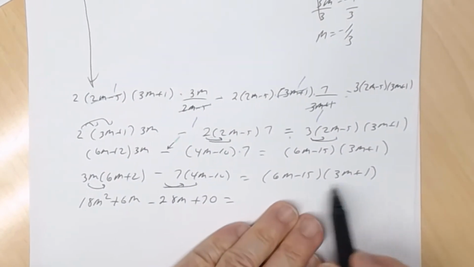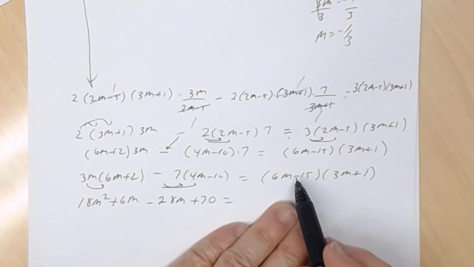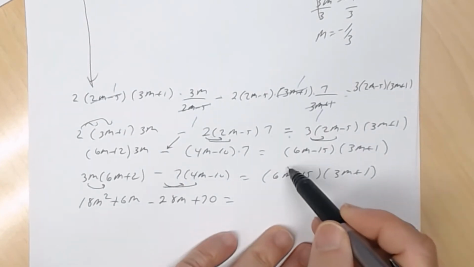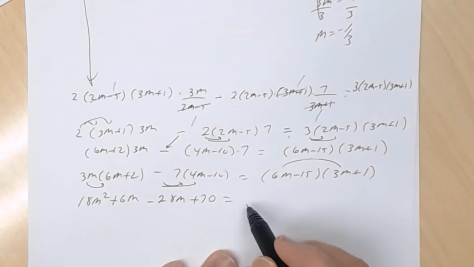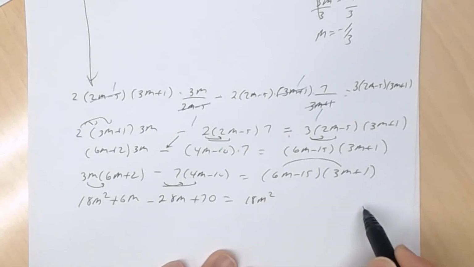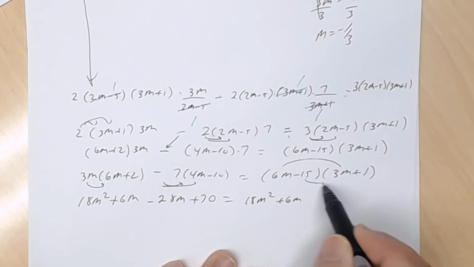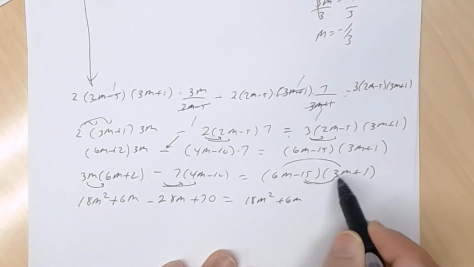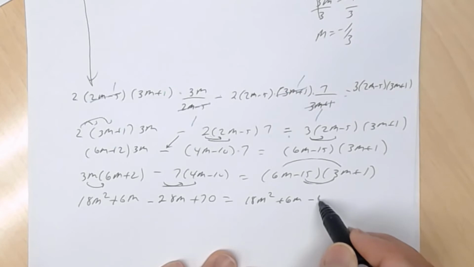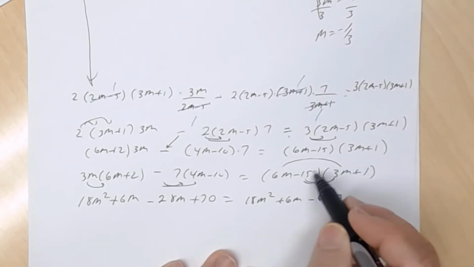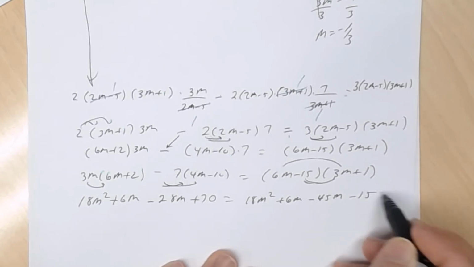Now, how do I multiply this out? You have a binomial times a binomial, so let's use the FOIL method. So 6m times 3m is 18m squared, the outer. 6m times 1 is 6m, inner. A negative 15 times 3m is a negative 45m. And the last, a negative 15 times 1 is a negative 15. Okay?